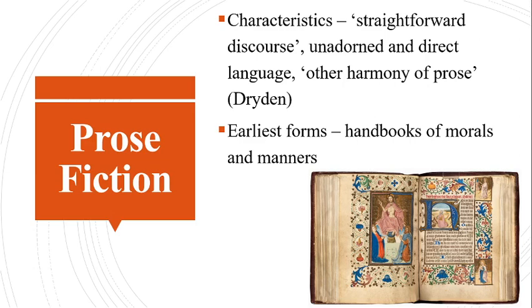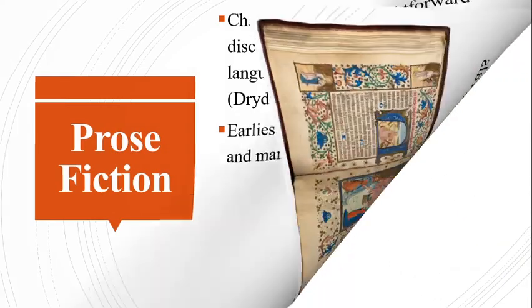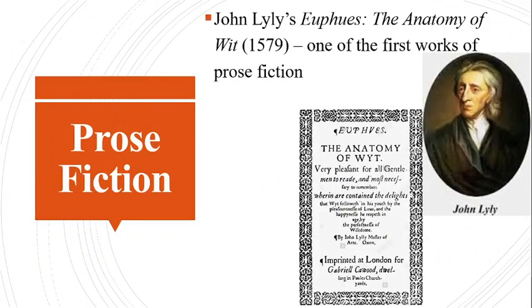But according to Dryden, prose can also have a rhythm of its own, and he called it the other harmony of prose. Prose is usually the preferred medium for fiction and its related genres such as short story, novel, novella, and so on. The earliest forms of prose fiction were handbooks of morals and manners in story form. John Lyly's Euphues, The Anatomy of Wit, published in 1579, is considered one of the first works in prose fiction.